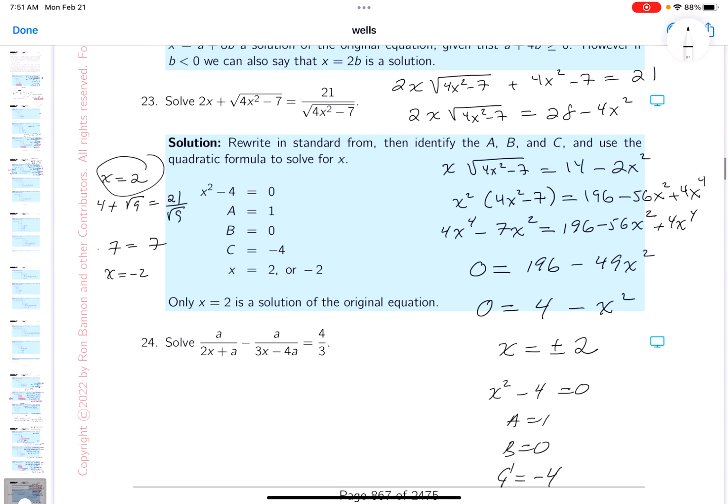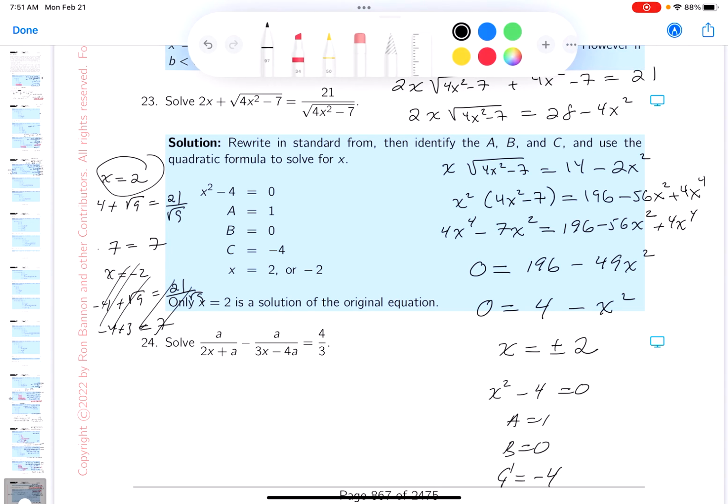All right, what do you get there? Well, you get minus 4 plus root 9 equals 21 over root 9. And that gives you minus 4 plus 3, which equals 21 divided by 7. This is not true. All right, this gets crossed off. All right, the only answer is x equals 2.